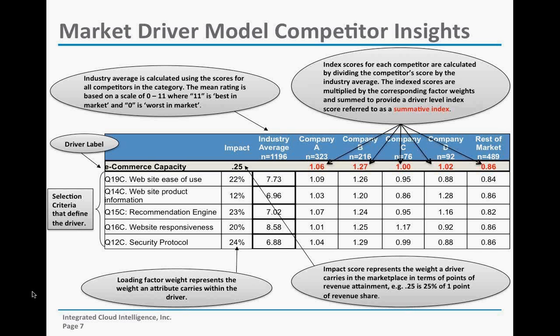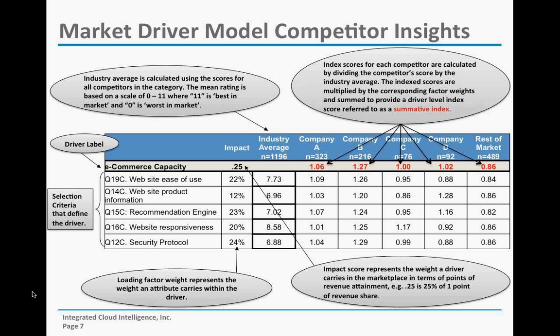Well, what you see right now, relatively speaking, honestly, folks, when you're looking at scores, if you have something below 8, there's nothing to write home about. You see, with the exception of website responsiveness, we've got some weakness. This just gives you insight into this market driver. And then to the right, what we've done is we've taken the actual ratings for each company, and we divided by the industry average to come up with an index score. It just makes it a little easier.